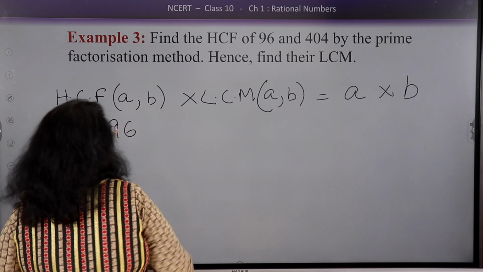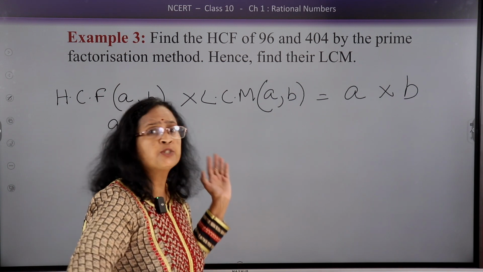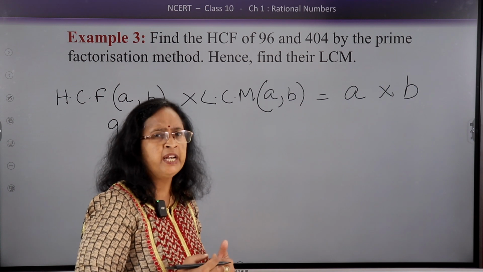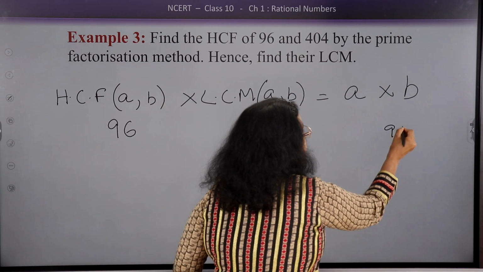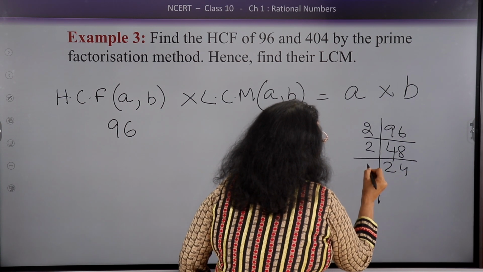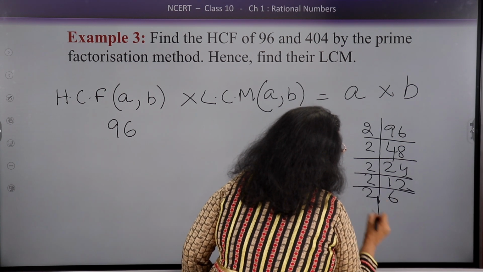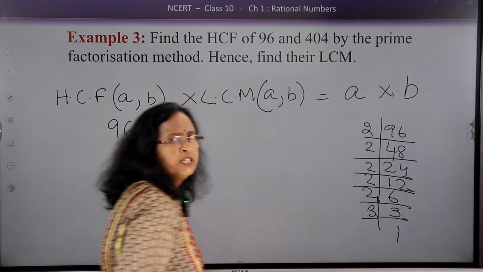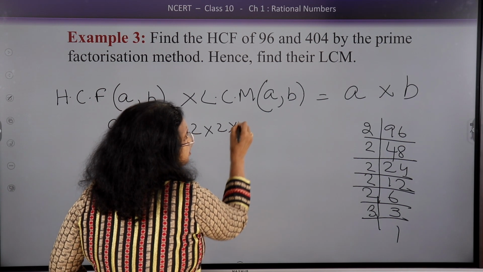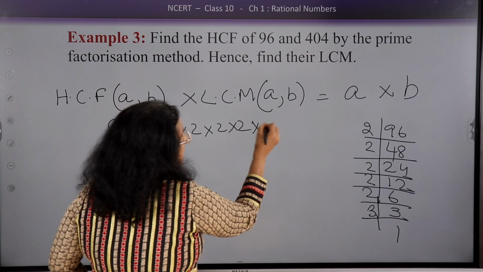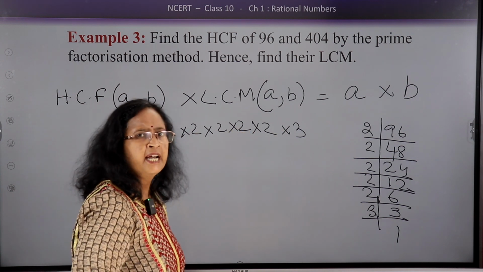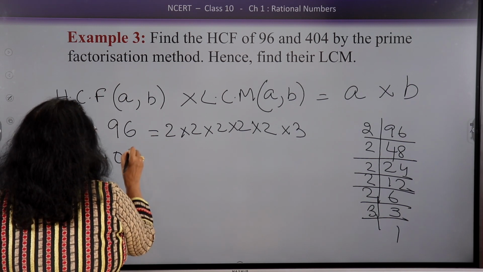HCF, the numbers are 96. If the numbers are a little bigger, children, in the previous question the numbers were smaller, so I did it directly. Suppose the numbers are bigger and you feel you may make a mistake, otherwise you can do it directly. So we use the shortcut method of division for accuracy. 2 4s are 8, 2 8s are 16, 2 2s are 4, 2 4s are 8, 2 12, 2 6, 2 3 and 3 1. So how is the 96 done as a product of prime factors? 2 into 2 into 2 into 2. How many times, children? 5 2s and a 3. All right. So 2 into 2, 4 into 2, 8 into 2, 16, 32 into 3 is 96. Now take the next number, 404.